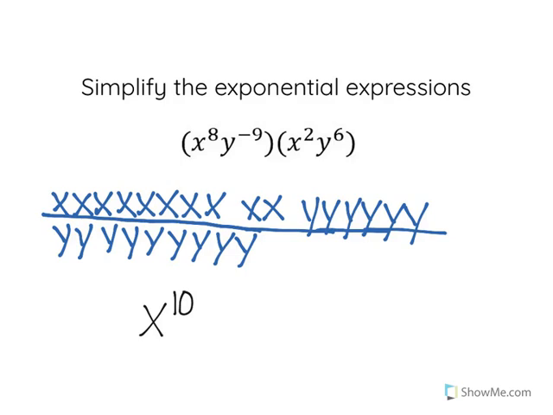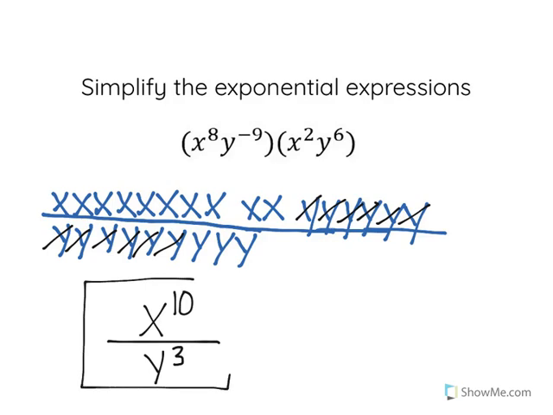Now we have y's on the top and on the bottom. So what we're going to do is we're going to cross out pairs of y's on top and bottom. So we're left with 3 y's, but those 3 y's are on the bottom. So we're actually going to write y to the 3rd power. So this right here is our simplified expression.